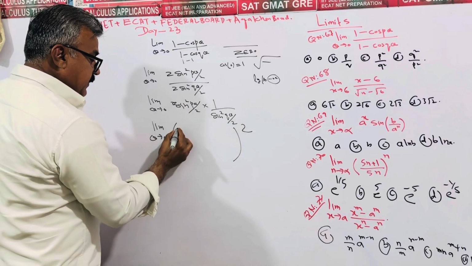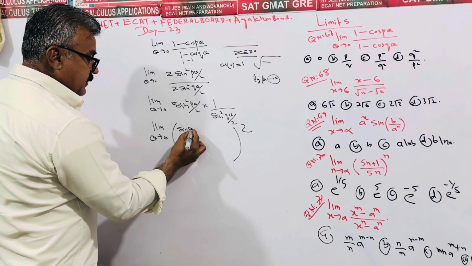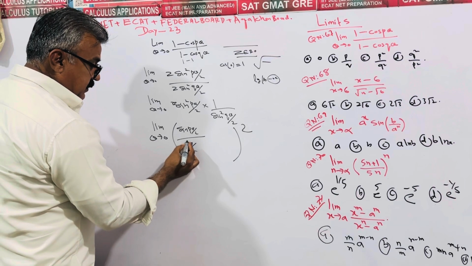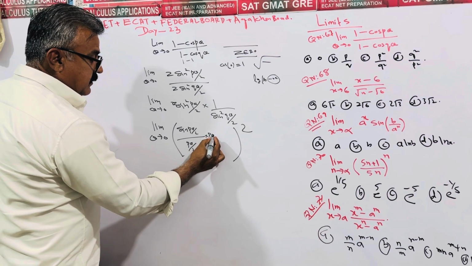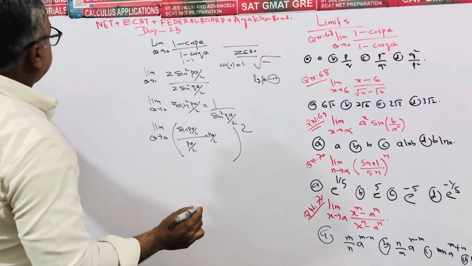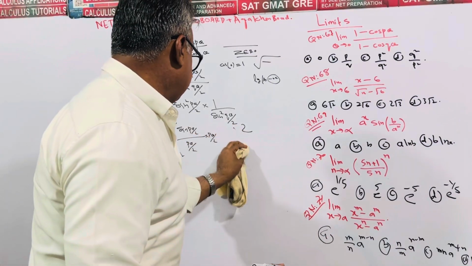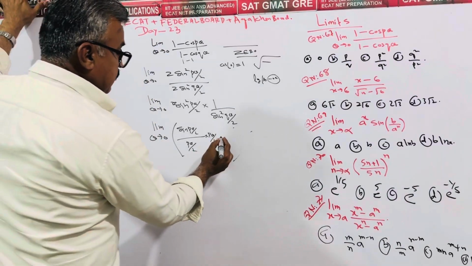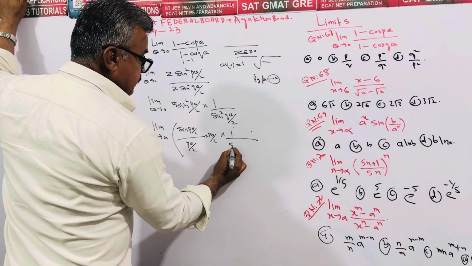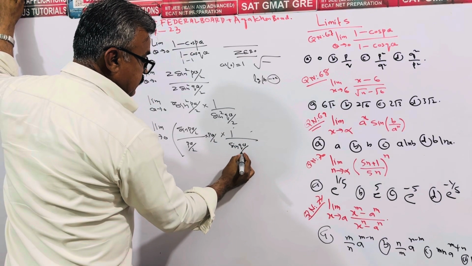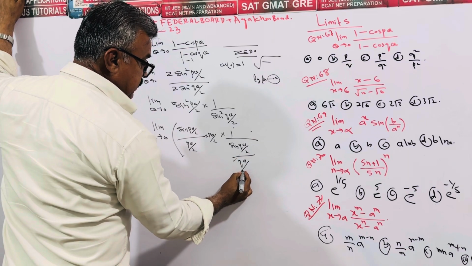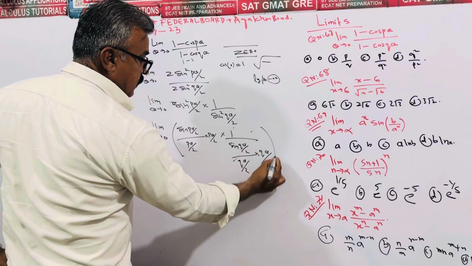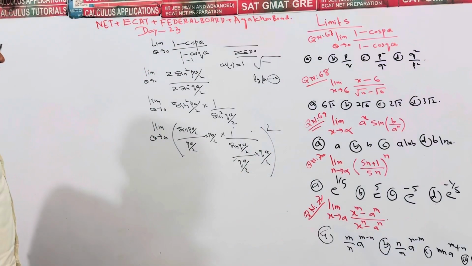Overall square, sine p theta over 2, divide and multiply by the angle p theta over 2. Handle the denominator as well: 1 over sine q theta over 2, divide and multiply by q theta over 2. Overall square.